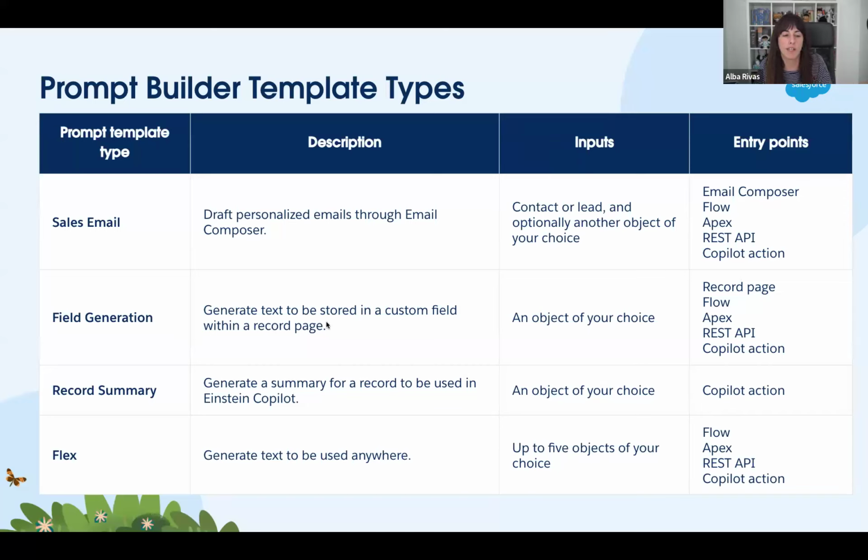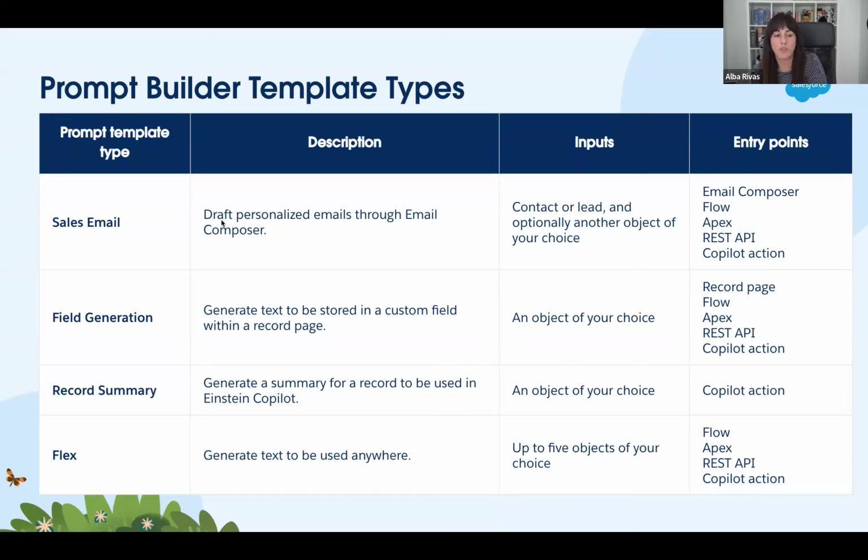Field generation templates are used to generate content that is meant to be stored on a field on a record page. Then we have one which is specific for Copilot. And then we have flex templates. Flex templates are the most interesting ones for developers because they give you flexibility in the sense that you can bind them with multiple objects and that you can invoke them from multiple places. So there are no out-of-the-box entry points for using them.